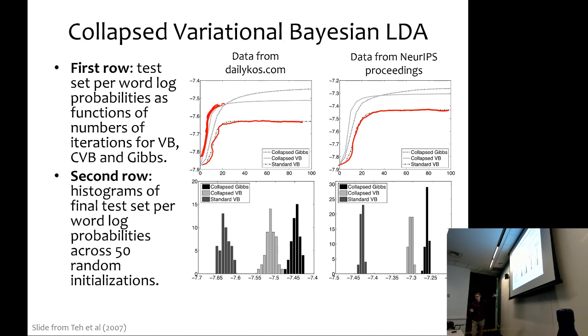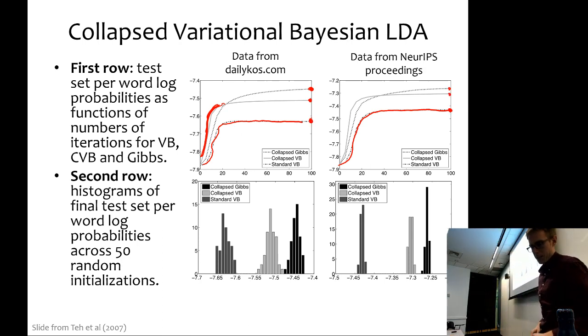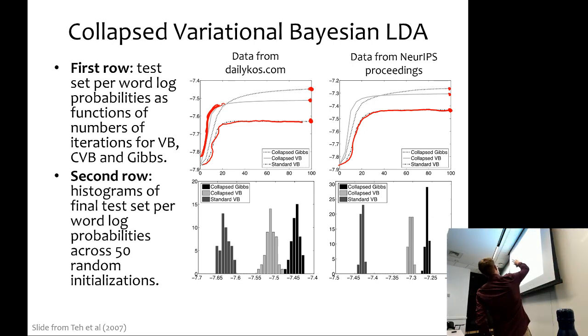Let's look at the second row and then come back to my question. Okay, so the second row is showing histograms. And the reason that they're histograms is that they're histograms over different levels of log probability, right? So imagine if at the end of this run, you took the best probability from variational Bayes, Gibbs sampling, and the standard variational Bayes. Okay, so that would give you three values of log probability.